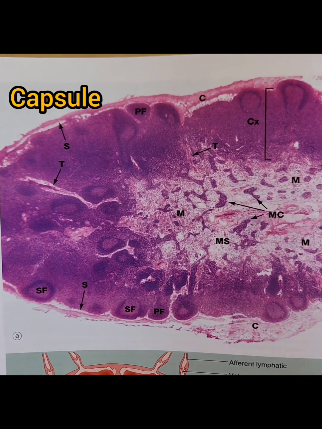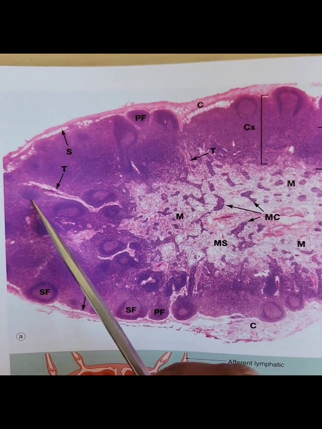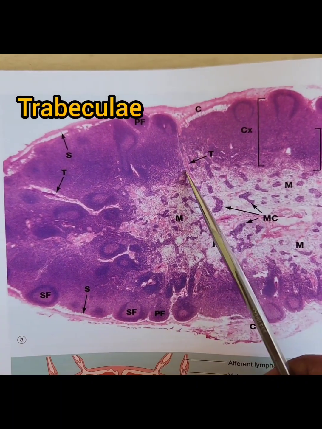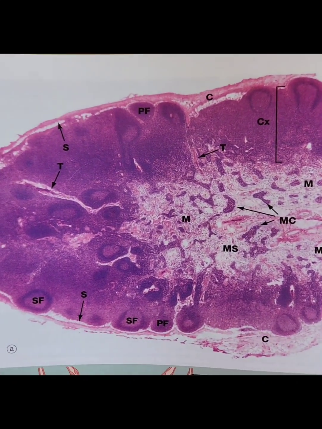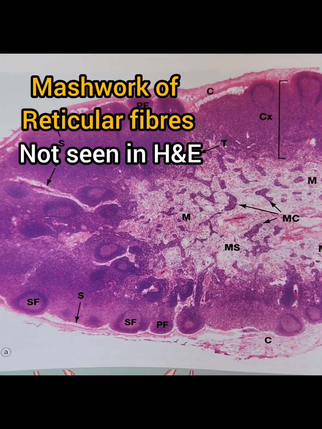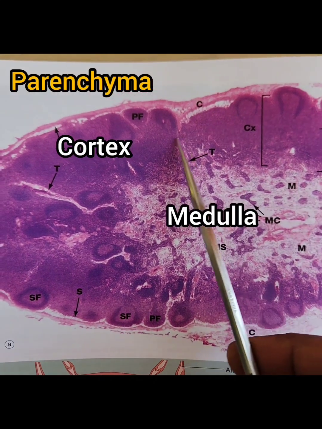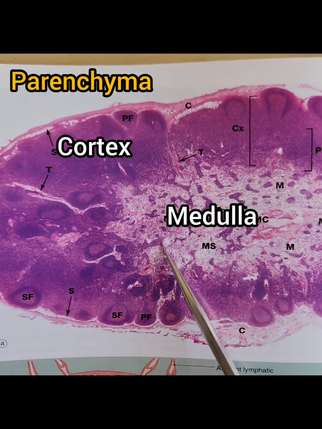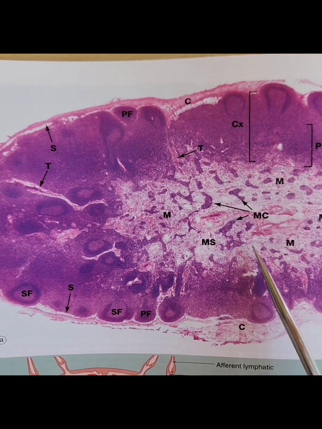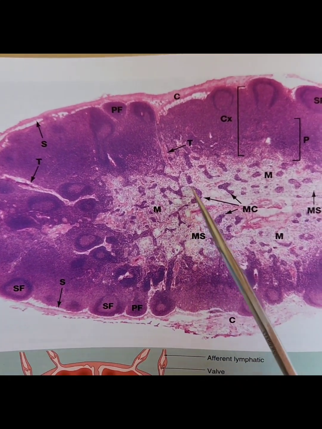Supportive structure of the lymph node: capsule and trabeculae. Extension of the capsule are trabeculae. Reticular fibers are not seen in H&E. They are in a mesh holding the lymphocytes inside. Parenchyma is cortex and medulla. Cortex is darkly stained with lymphocytes. Medulla has medullary cords and sinuses.